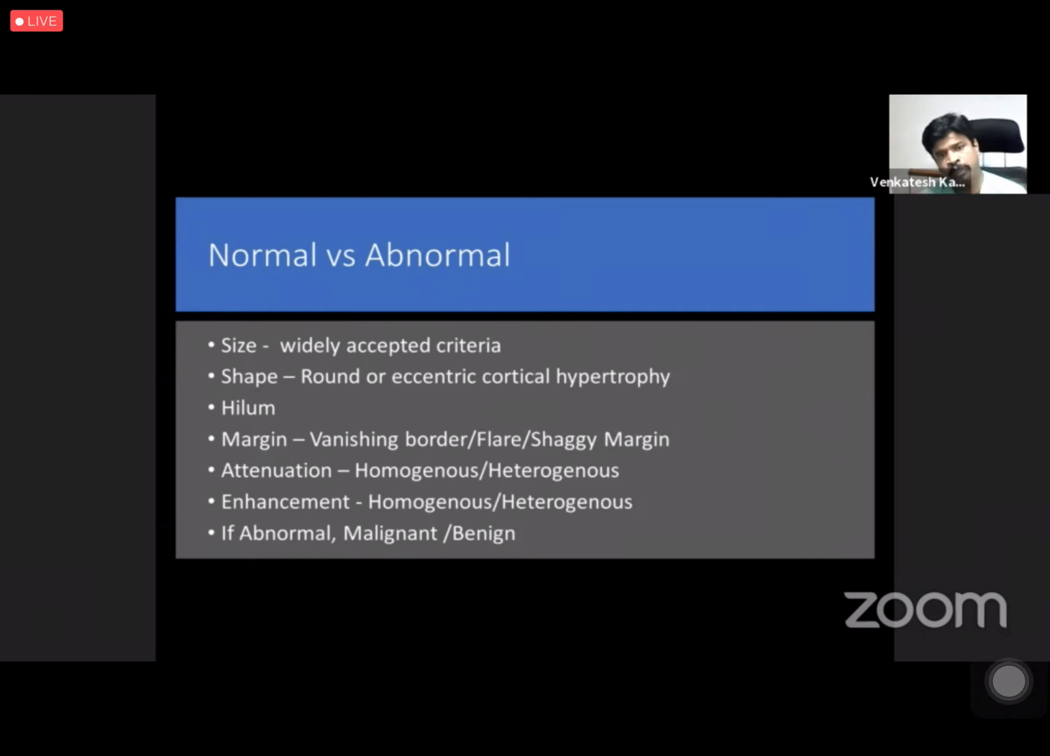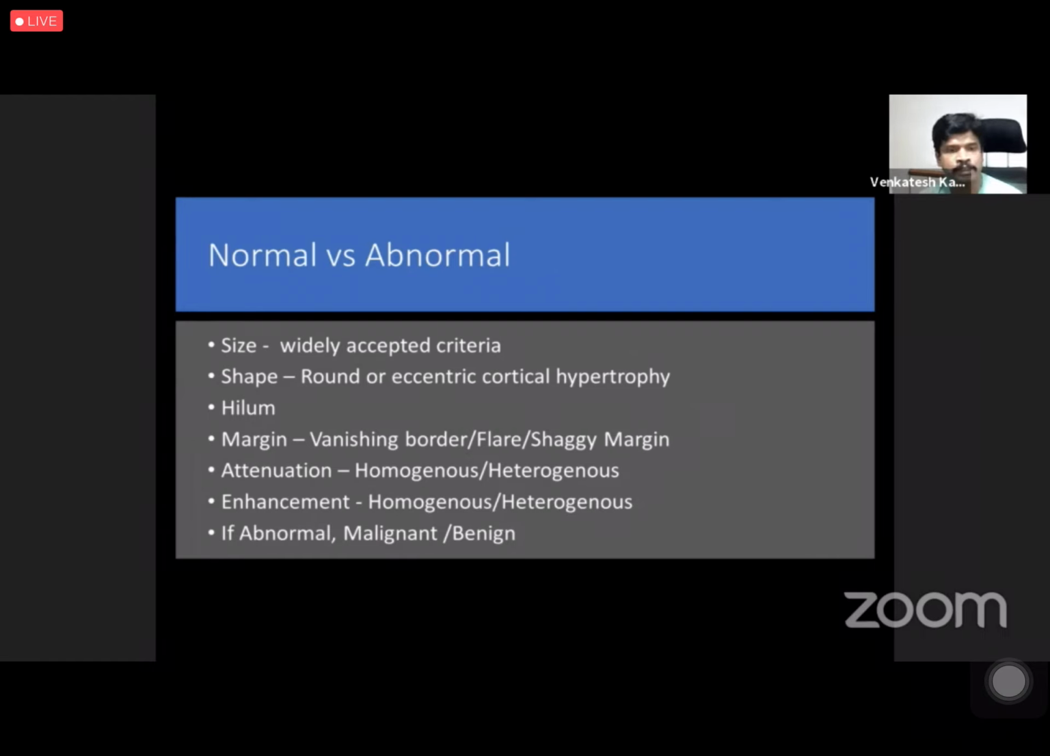Okay. So when you identify a lymph node, the next step is to identify whether it's a normal lymph node or an abnormal lymph node. As we discussed earlier, size is the widely accepted criterion. In most areas, when the lymph nodes are more than 10 mm in short axis, they are considered enlarged, other than specific regions like the retrocrural or perirectal regions. When it comes to shape, if it is oval, it's normal. If it is round or associated with eccentric cortical hypertrophy, then you have to consider that lymph node as abnormal. Whether the hilum is preserved or lost is a very important one.